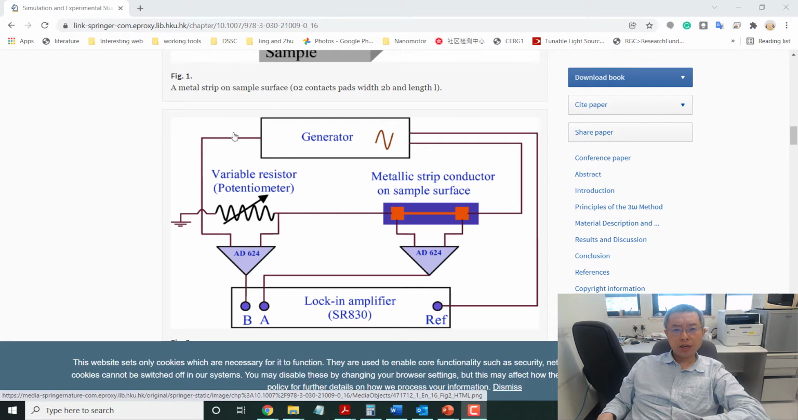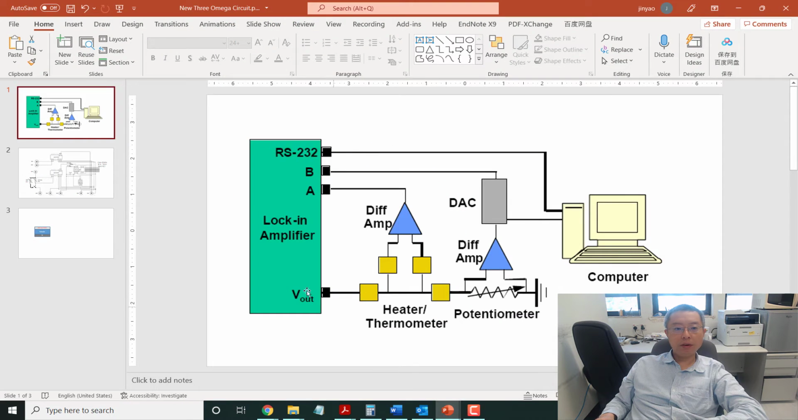And if you generate a sine wave on it, this sine wave is going to split between these two resistors, and they're going to have some kind of signals out of that, and this signal is coming in through some kind of amplifier and going into the locking amplifier. Okay, so basically this method is very simple.